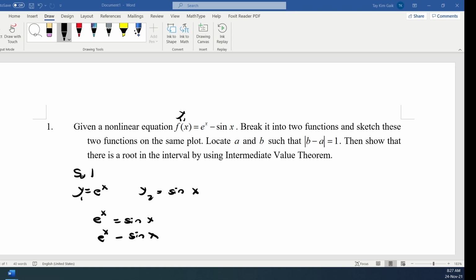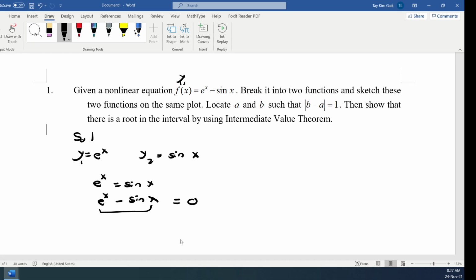So you have e^x minus sin x equal to 0. So this part is your f(x), f(x) equal to e^x minus sin x. And you can use your scientific calculator, or you can use Excel. If you want to perform it in Excel also can. But if you prefer manual, you can also use your calculator to get the graphs. So you have to plot y equal to e^x and y equal to sin x on the same plot.